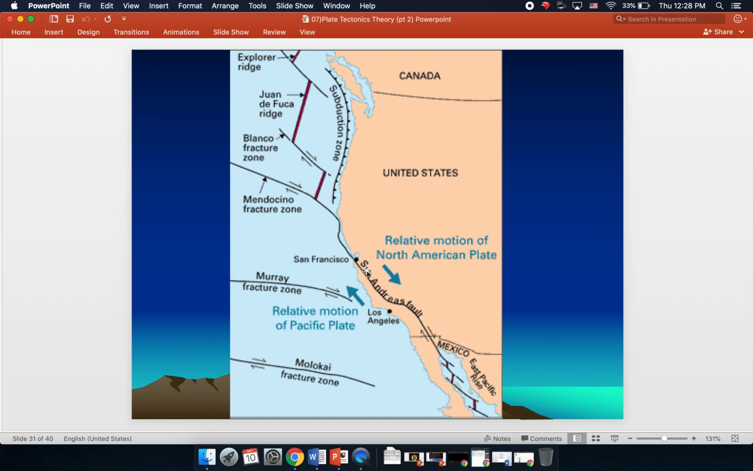And as these move, you get this grinding, and you get this friction going on between the two plates right here at this transform boundary, and this is what contributes to the earthquakes that are experienced out on the west coast.